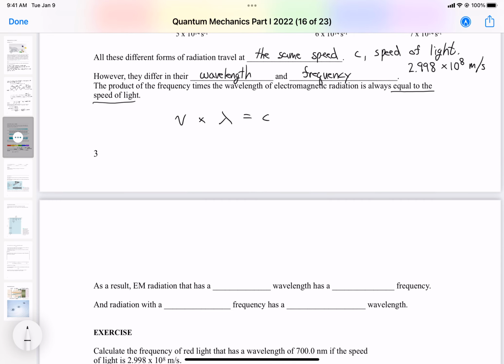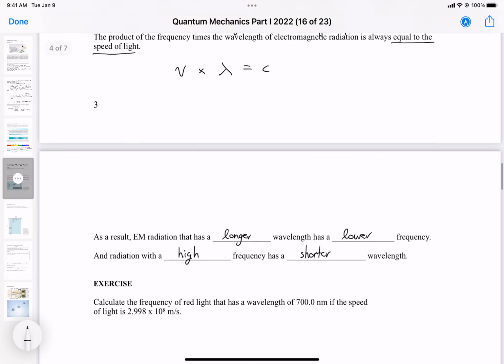All right. So as a result of this, electromagnetic radiation, or EM, that has a longer wavelength has a lower frequency or smaller frequency. Okay? And radiation with a high frequency has a shorter wavelength. Okay, so it works vice versa. All right. So now let's do an example here.